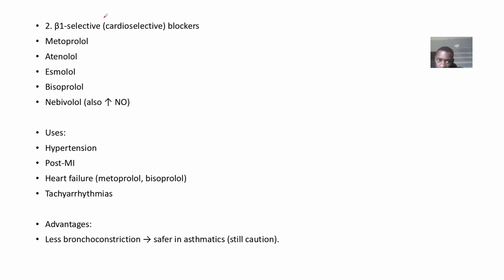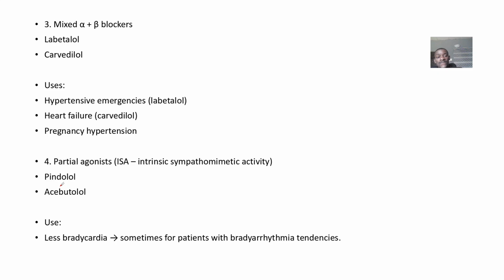Okay. Then the ones that are selective for beta 1. So drugs like metoprolol, atenolol, esmolol, bisoprolol, and nebivolol. Okay, used in hypertension, myocardial infarction, heart failure, tachyarrhythmias. Then we have the mixed ones, the ones that will block alpha and beta. So we have drugs like labetalol and carvedilol.